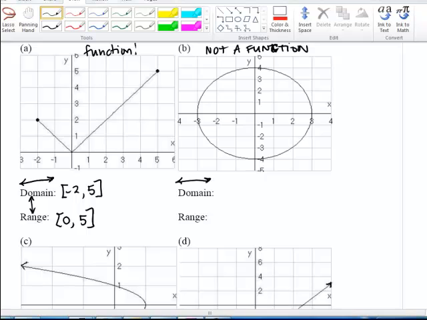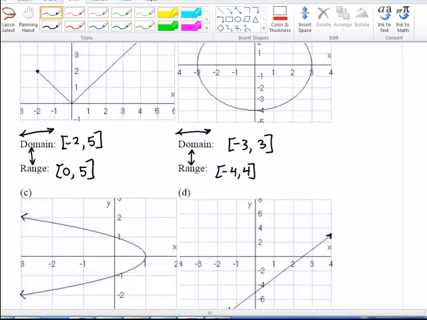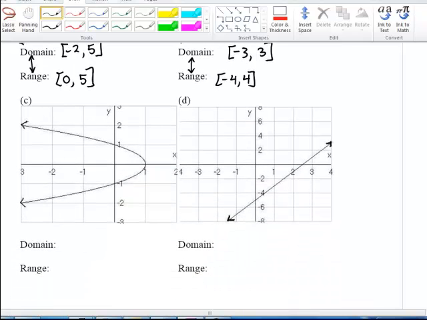And again, domain, whether we're talking a function or relation, we want left, right, and range, we want the y values, which are up, down. So domain would be -3 to 3, and the range would be -4 to 4. C is again not a function, but it is a relation. So we can still talk about the domain and the range.